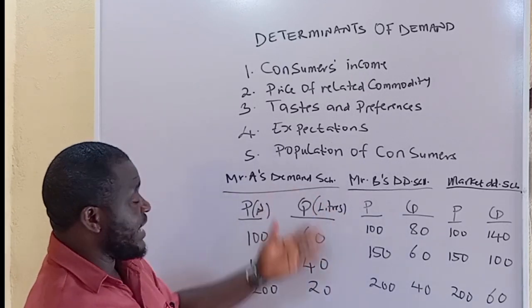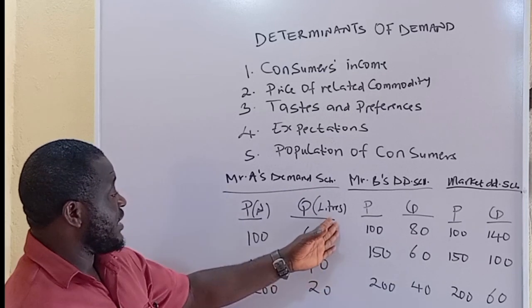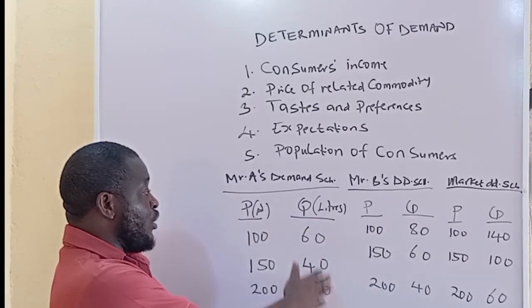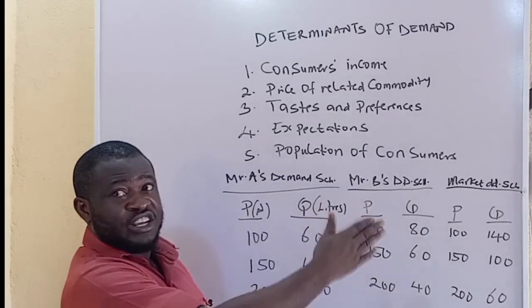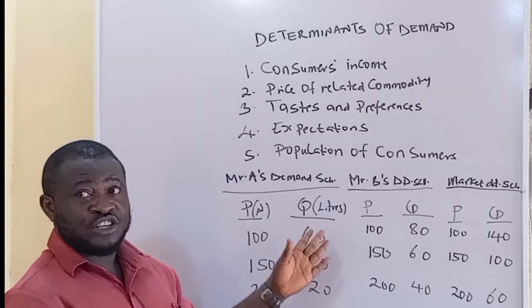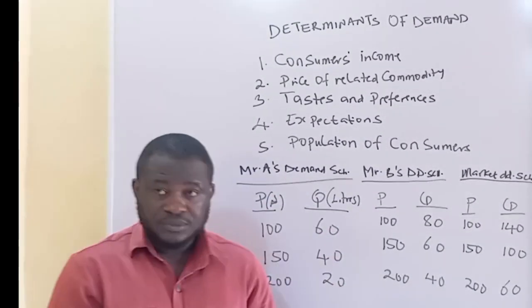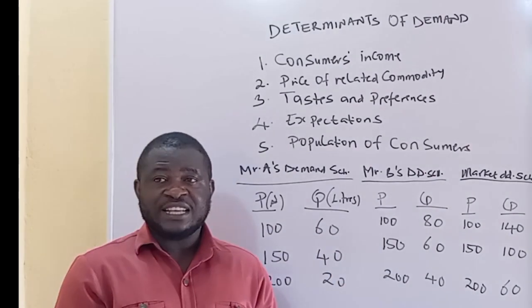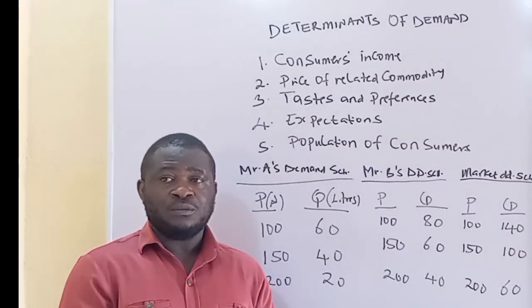If the income of Mr. A increases or decreases, is his quantity demanded of this commodity going to remain the same, or is the quantity demanded of this commodity going to increase even though the price has not changed, or is this quantity demanded going to decrease? Let us look at how Mr. A would react if, for instance, there is a change in his income.